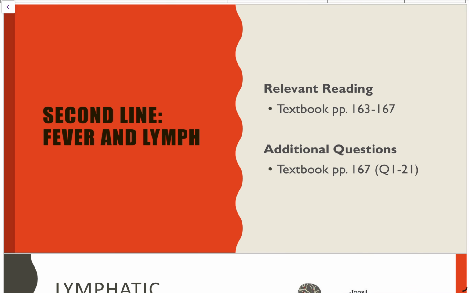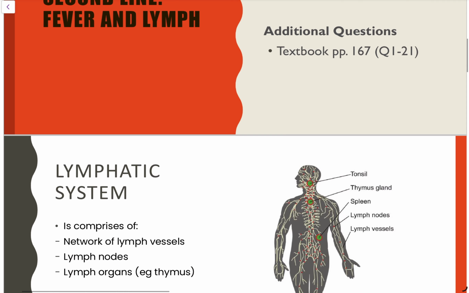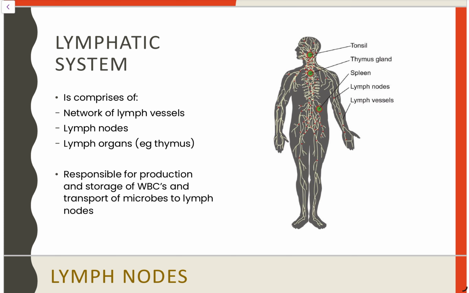Second part to the second line of defense, we're now going to focus on fever and lymph. So, lymph, we'll start there. Nice and short, it's made up, as we learned in year 11, of a whole bunch of lymph vessels, lymph nodes, lymph organs, such as the spleen, thymus gland, you name it, okay? Now, the lymphatic system is ultimately responsible for the production and storage of white blood cells or leukocytes, and also for the transport of microbes to the lymph nodes.